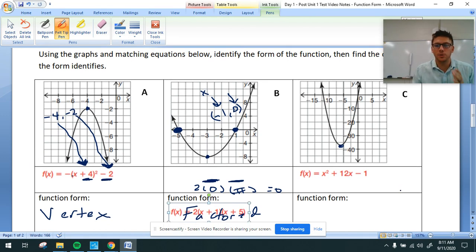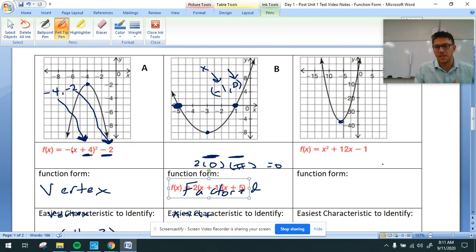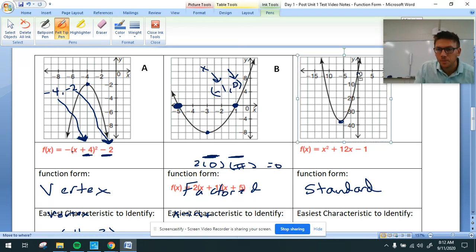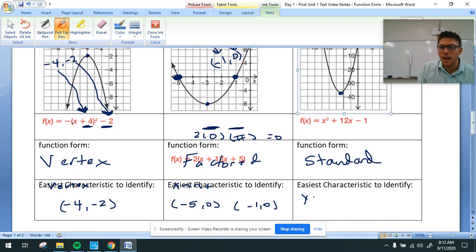So if we are going to find our last characteristic, this function form, it's all multiplied out. We call this standard form. Standard form is best for finding one of those three characteristics. Vertex has already been used up, so we've already done vertex form. X-intercepts has been used up. And the last thing we have to look at is the y-intercept. So the y-intercept on this one looks like it's at 0, -1. So this is best for y-intercept.